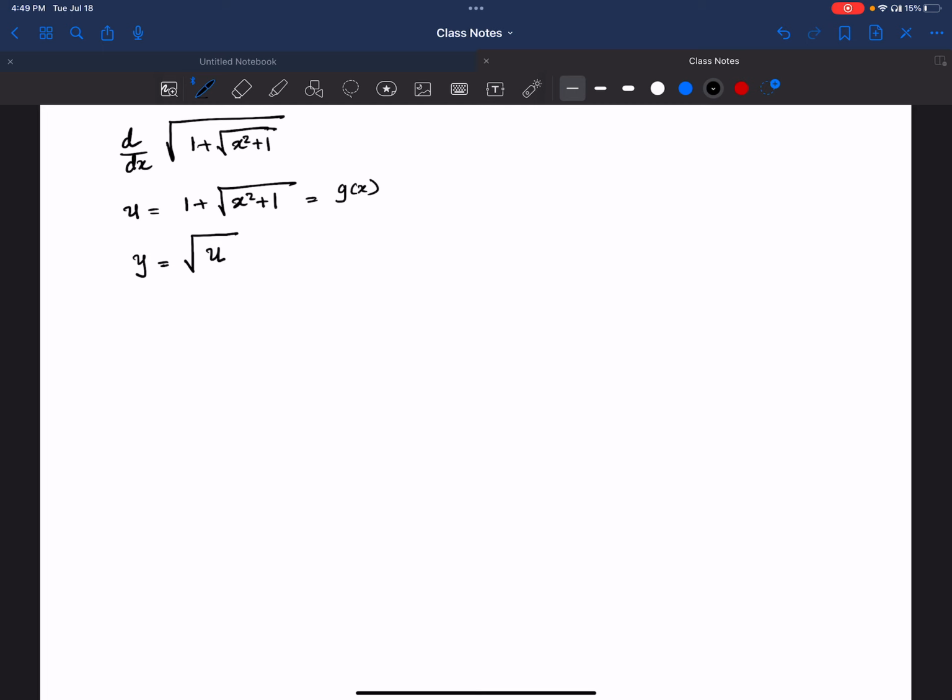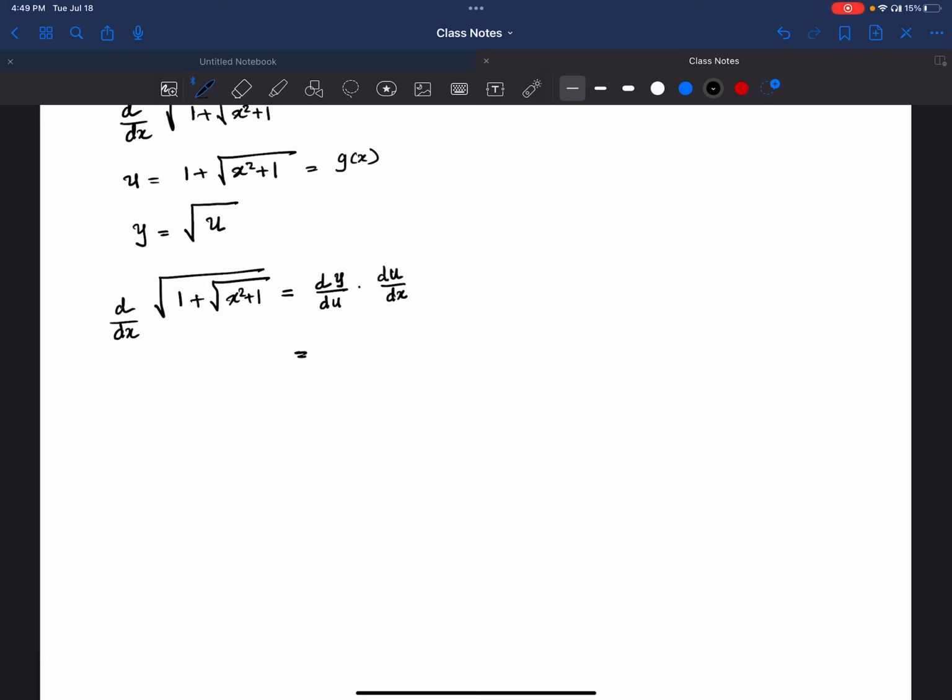So what I can do is take d over dx of the square root of 1 plus the square root of x squared plus 1. If I apply the chain rule, I can use d over du times du over dx. Yeah? And I can do that.